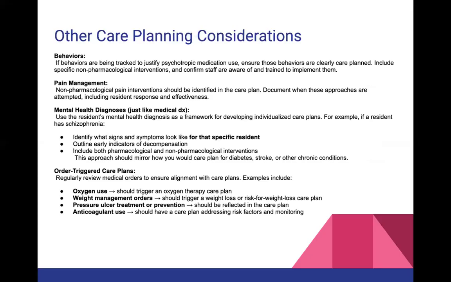This is not an all-inclusive list. These are just the things that I consistently see throughout. Other care planning things to think about: behaviors. If behaviors are being tracked to justify psychotropic medication use, make sure those behaviors are clearly care planned, and vice versa. A lot of times I'll see that care planned behaviors related to psychotropic med use are not actually captured on your orders for behavior monitoring. And then make sure the care plan has specific non-pharm interventions and confirm that staff are aware and trained to implement them. So these might be things that you also need to add to your CNA Cardex.